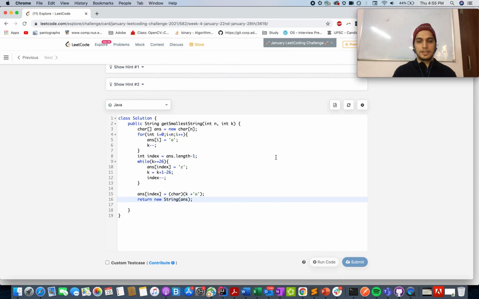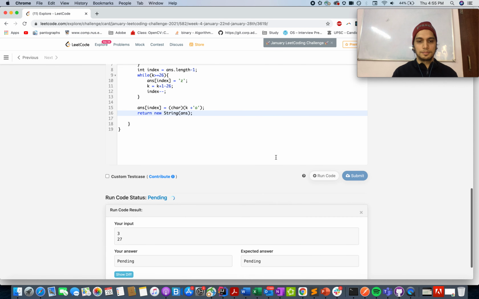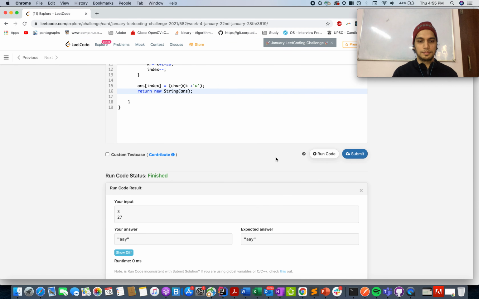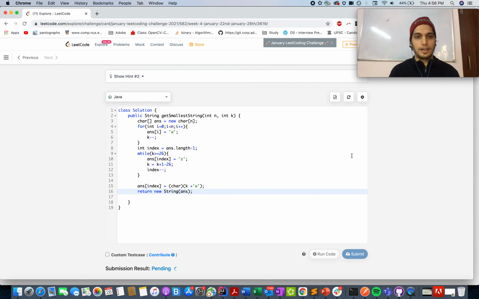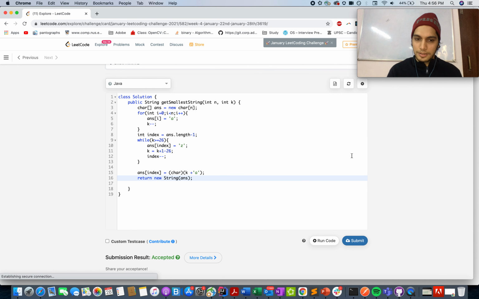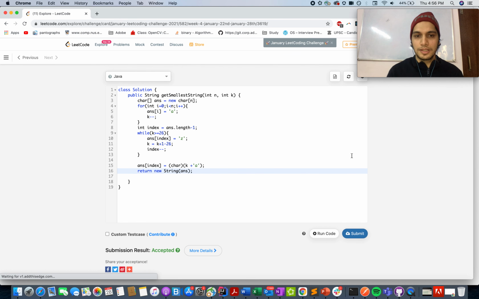So let's submit this. Looks good, and let's try this out. Accepted. What is the time complexity of this approach? The time complexity is as many characters as there are in the string, order of n.